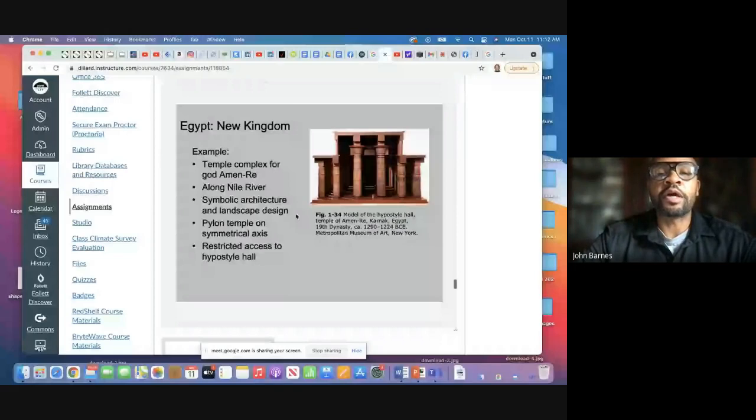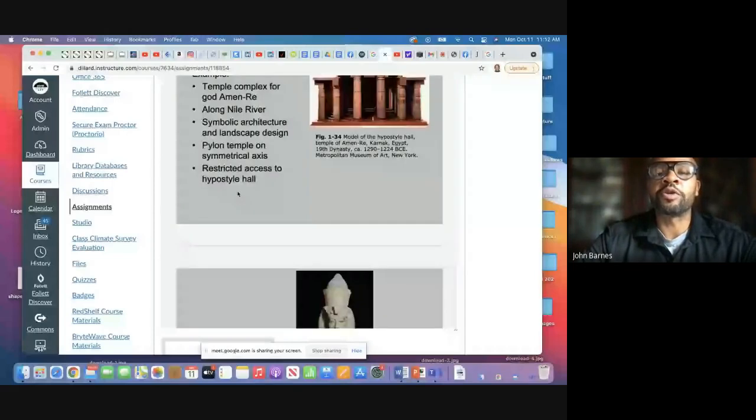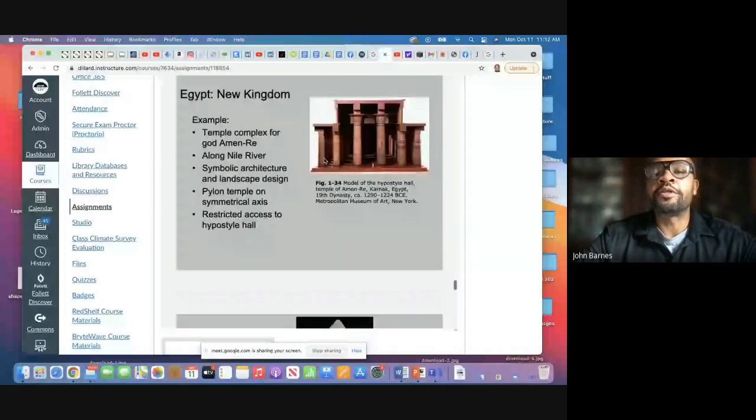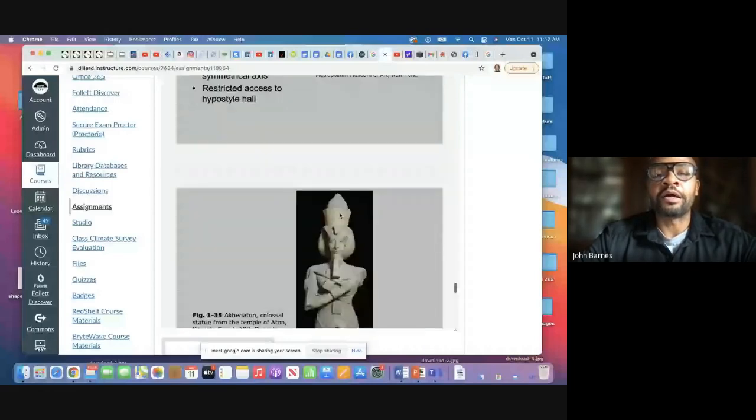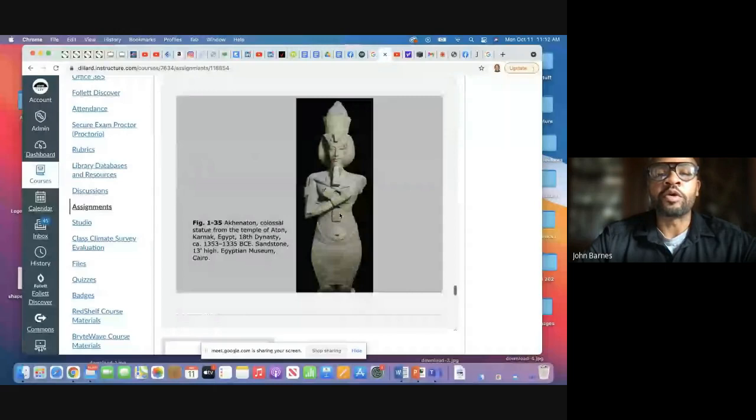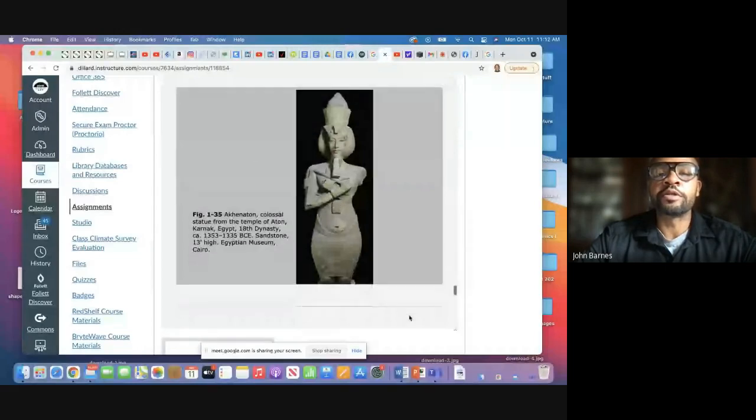And it restricted access to the hypostyle hall. So that means everyone who wanted to enter was not allowed. You were only allowed in under a certain set of conditions. Okay, we covered Akhenaten with the video and with a set of questions.